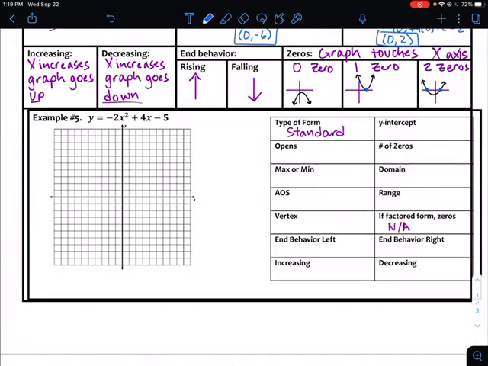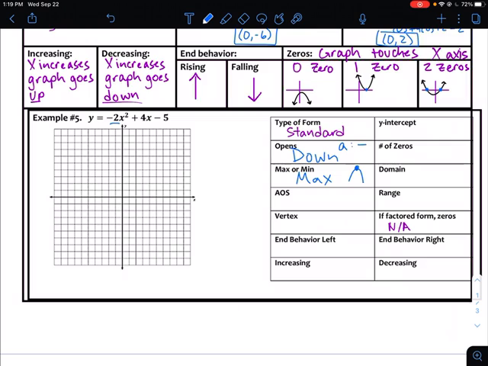So let's go ahead and put this all together and see what we can do here. What we've learned today is standard form, so this will be standard form. We have not learned factored form, which is why that has an NA, not applicable. All right, so A is negative, so this is going to open down. Opening down. All right, A is negative, so we'll open down. So when we open down, that's going to give us a maximum.